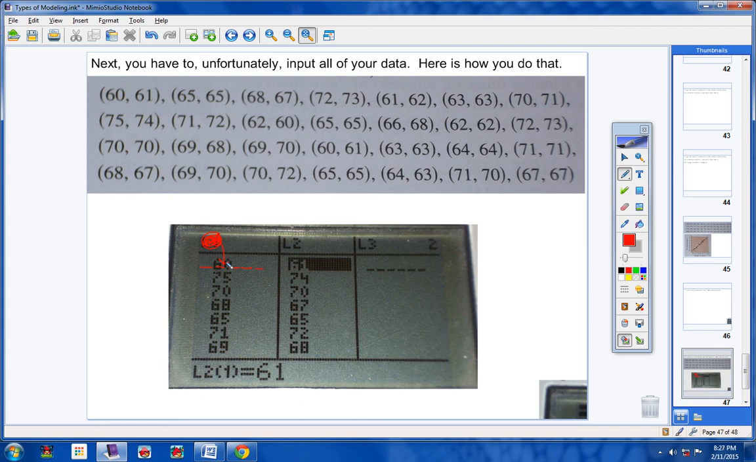Okay, there we go. So make sure your cursor's right there. Hit 60, enter. So go ahead and hit 60, enter. 60 will pop up here. Then hit 75, enter.